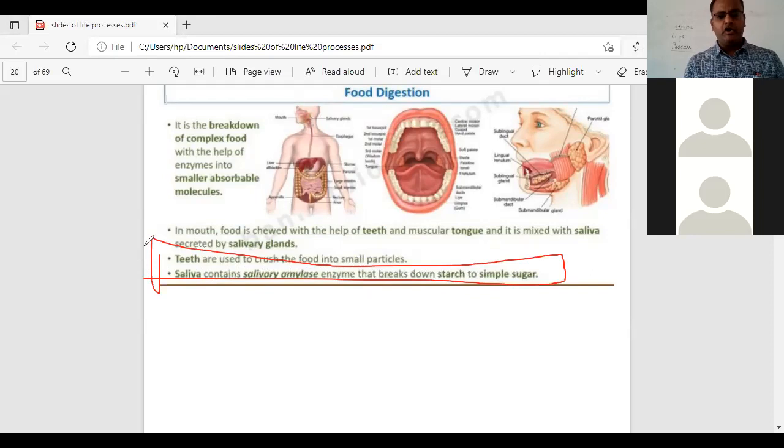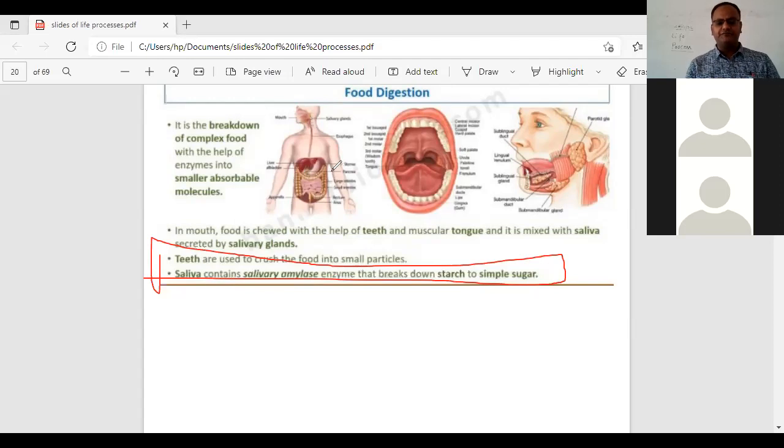Now always remember, students, amylase is a group of enzymes which will digest or break the starch. For example, here you have studied salivary amylase. We have one more type of amylase later on as per our syllabus. So amylases are the enzymes which act on the starch. Okay, is this clear to all?